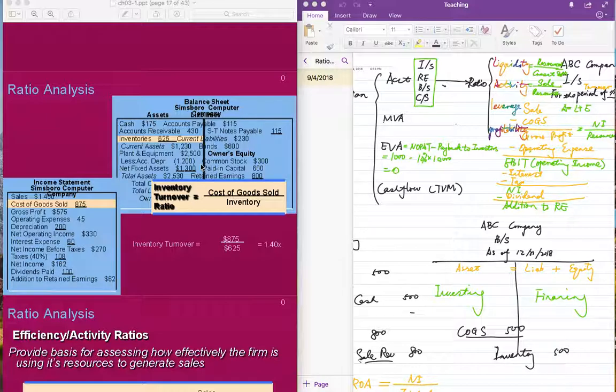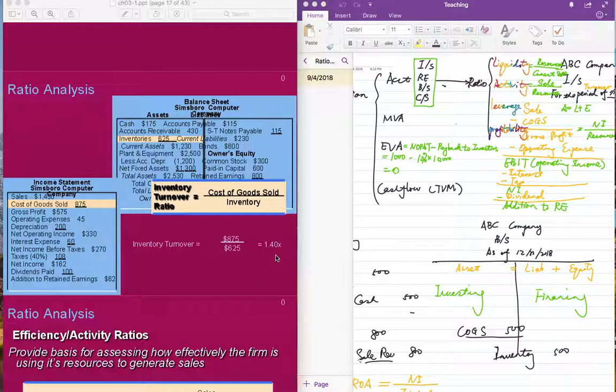We get our cost of goods sold, not sales, from the income statement, 875. And inventory from the balance sheet, 625. So 1.4 times. Always remember, turnover ratio always has a unit of times. Okay, 1.4 times. That means we sold our inventory 1.4 times in a year.